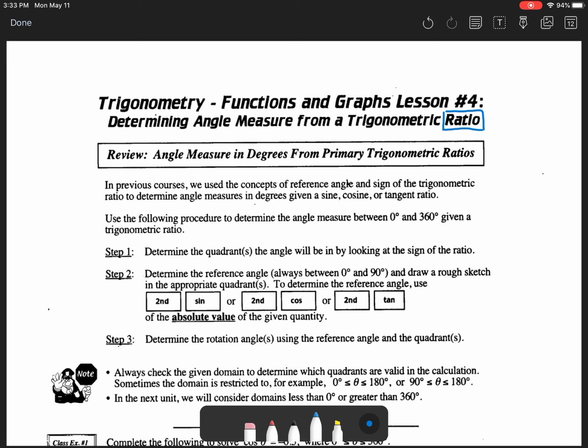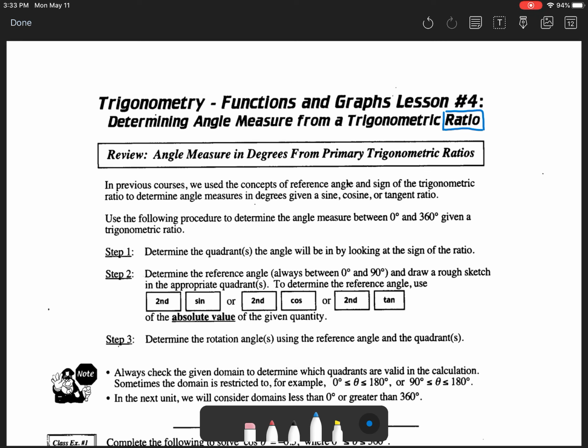So what happens is this: when we are given a rotation angle that is greater than 90 degrees, we must use the reference angle to determine the sine, cosine, and tangent of that larger obtuse rotation angle. And you're going to see how that works today as we go through these steps.